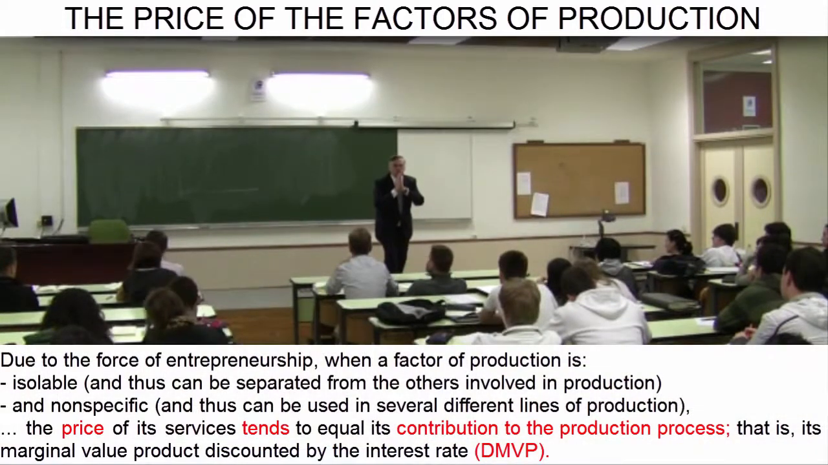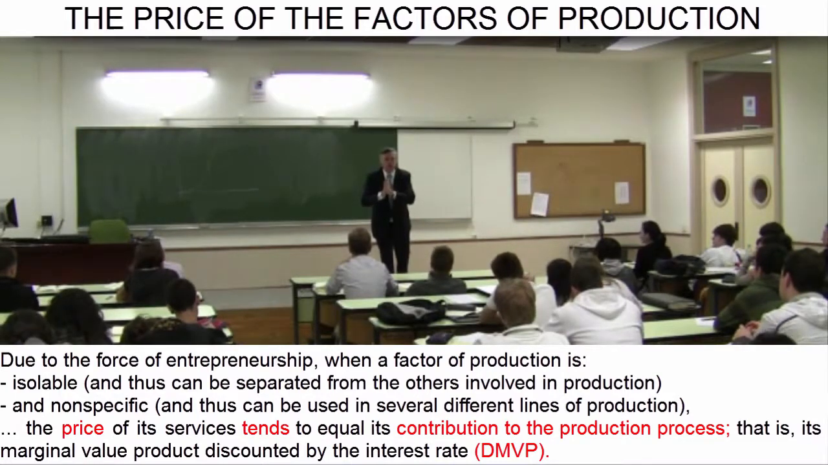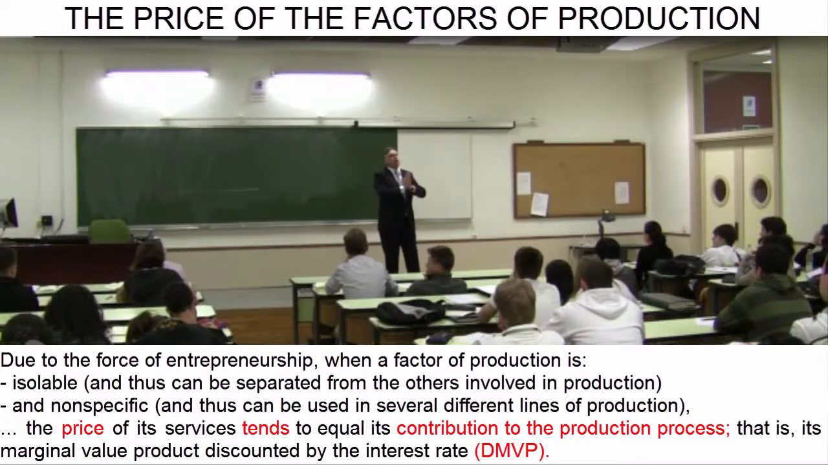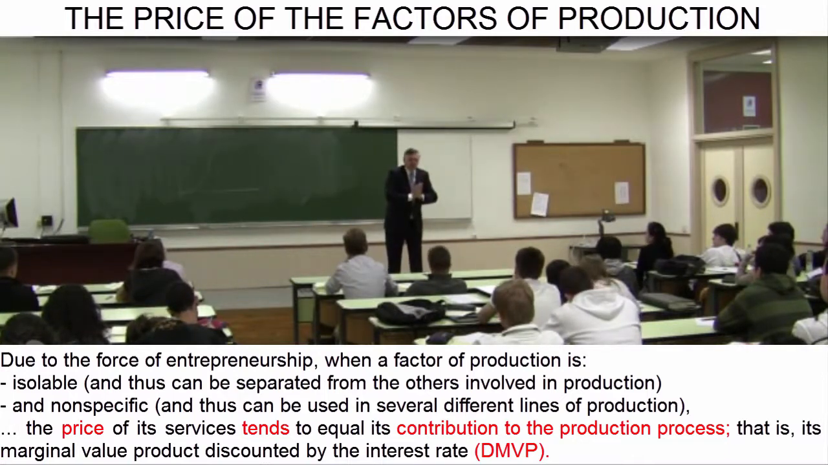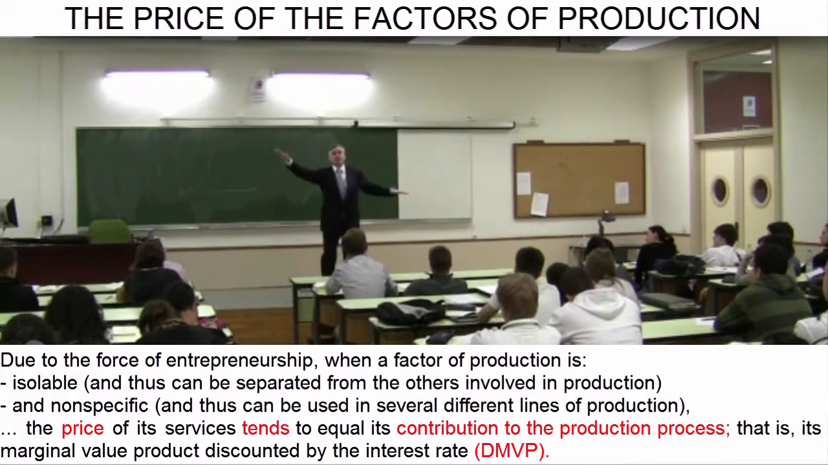The entrepreneurial drive to obtain profits determines that each of us is paid the present value of his or her contribution to the process of production. In other words, what we call the discounted, by the interest rate, marginal value product. If we fall short on the volume of production, we lose a potential profit, and our own drive to bring in more profit will lead us to hire more labor.